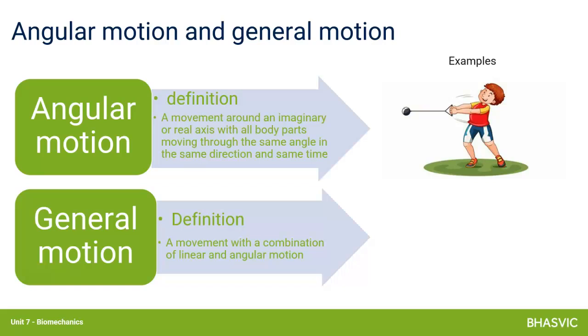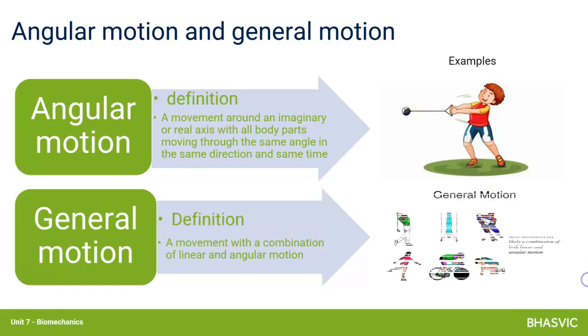Almost all movements during sport fall within this category. An example of general motion is swimming, cycling, and running. Moreover, a triathlon. It involves both linear and angular motions. Linear motions can be seen in the swimming and running part of this triathlon, and angular motion can be seen in the cycling duration.